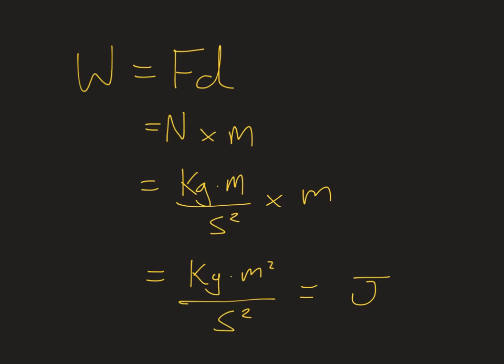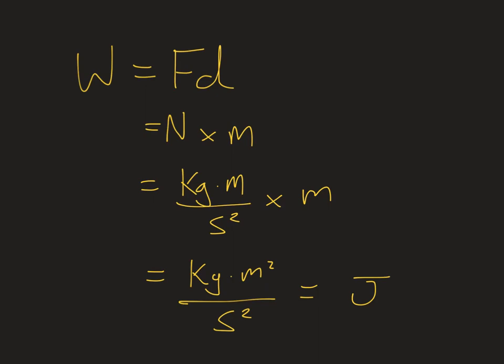Joule is measured with a capital J. It is named after the scientist Joule, who spent a lot of time working on energy and what energy is. And energy is not a vector unit, so we do not need to worry about direction at all when we're calculating work. Okay, and it's really important.